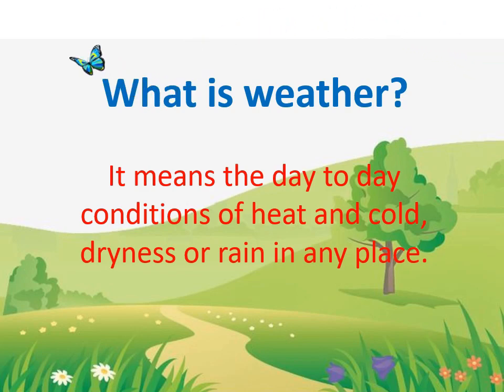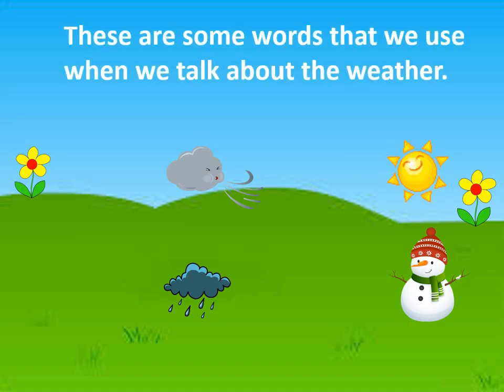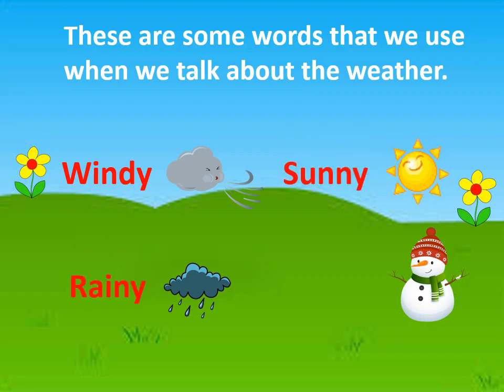So this means that weather is directly related to the temperature. And which temperature? The temperature of our environment around us. So when the temperature around us in the environment changes, the weather also changes. Let's have a look at some words that we use to describe weather. These are certain words such as windy, rainy, sunny, and snowy.